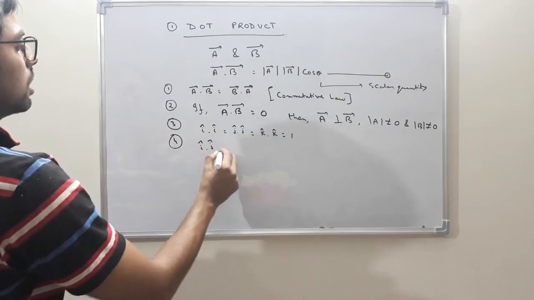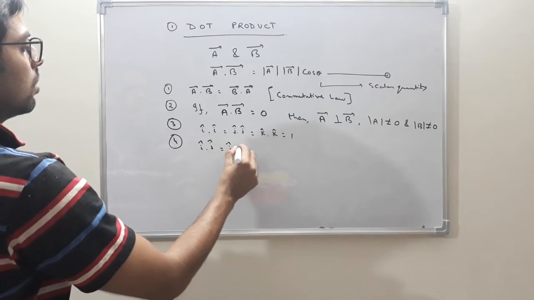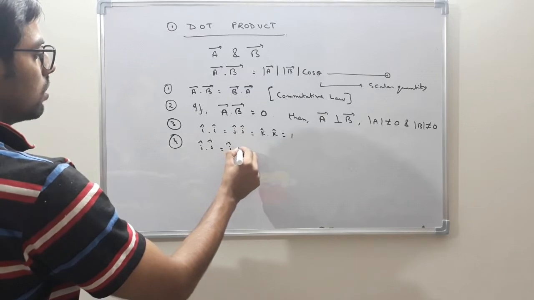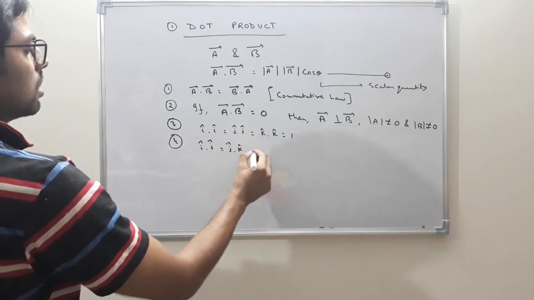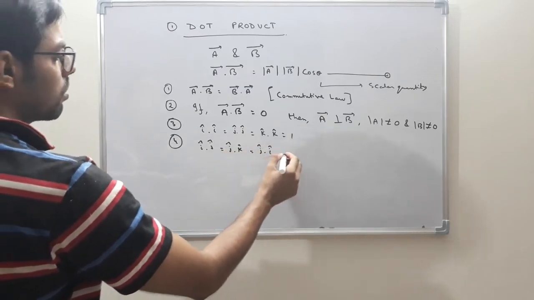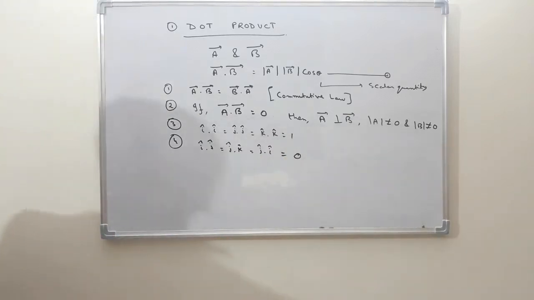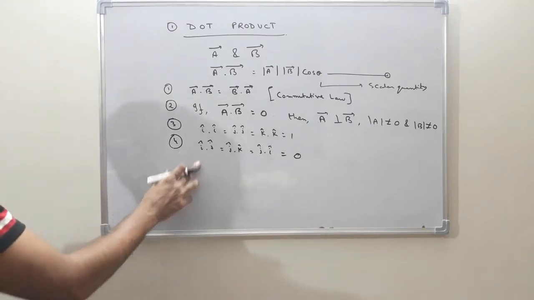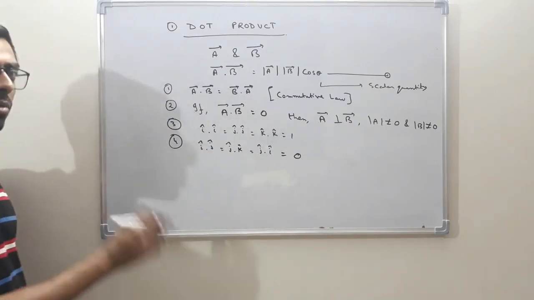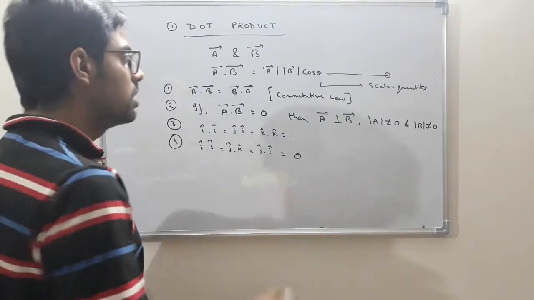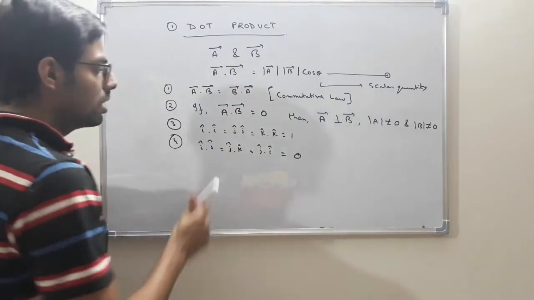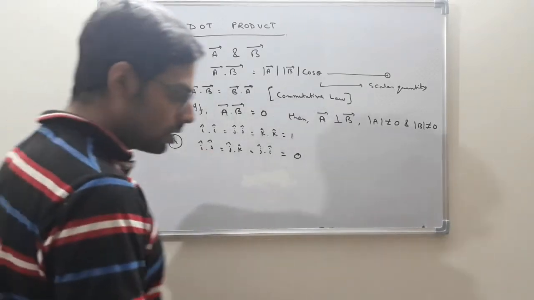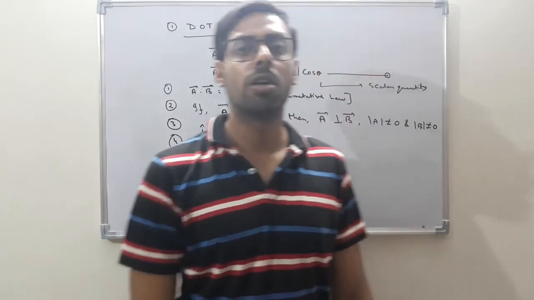i hat dot j hat equal to j hat dot k hat equal to k hat dot i hat, whatever combination is possible, equal to 0, because we are taking the unit vectors of perpendicular directions. i hat is the unit vector in x axis, j hat is the unit vector of y axis, then i hat dot j hat will be 0 because the angle theta between these two unit vectors is pi by 2. So these are the three important points you need to remember regarding this dot product of two vector quantities.